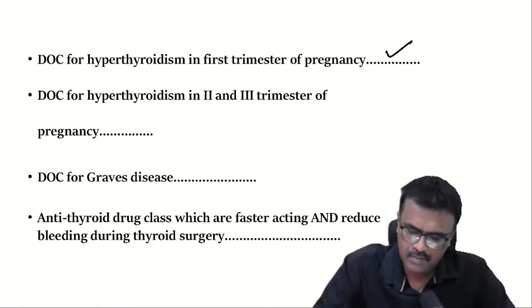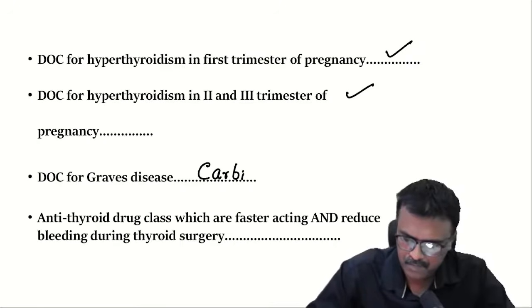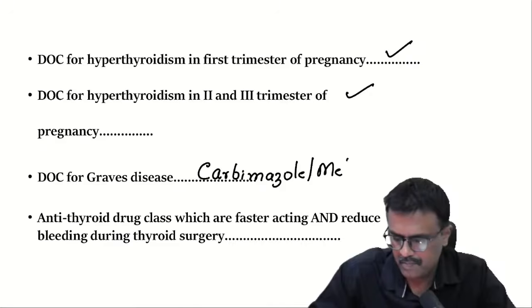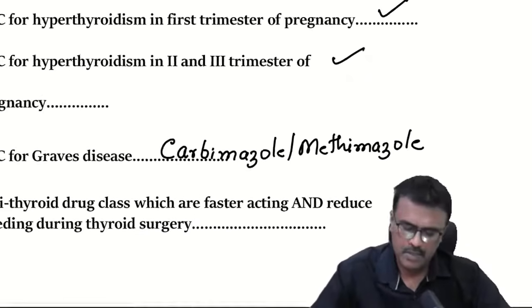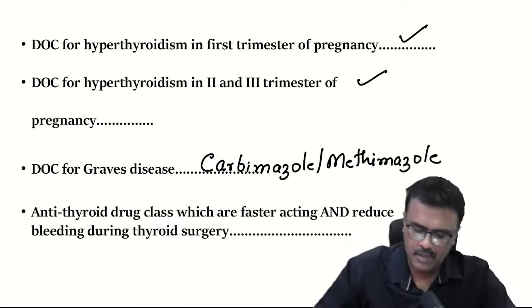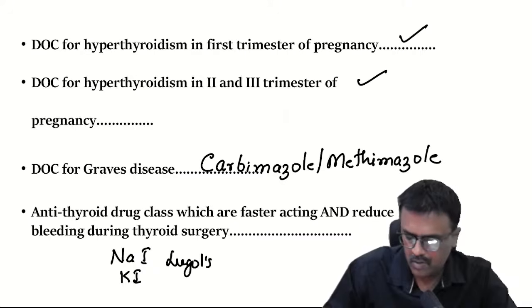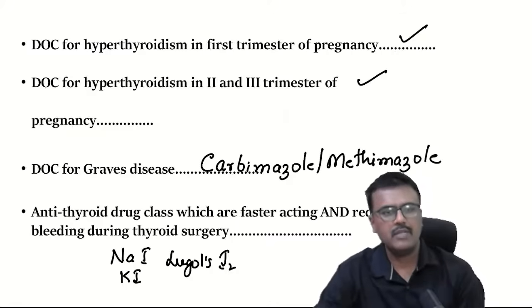Yes, same thing, we have discussed that. The drug of choice for Graves' disease is carbimazole or methimazole. Now, what are the antithyroid drugs which are faster acting and reduce bleeding during thyroid surgery? They are nothing but iodides: sodium iodide, potassium iodide, Lugol's iodine. These are the fastest acting and they are also used in thyroid storm.